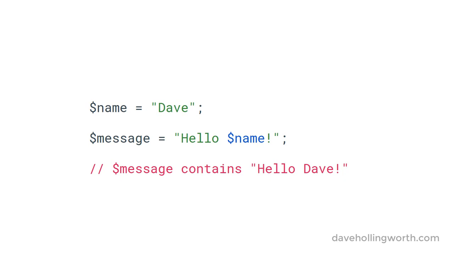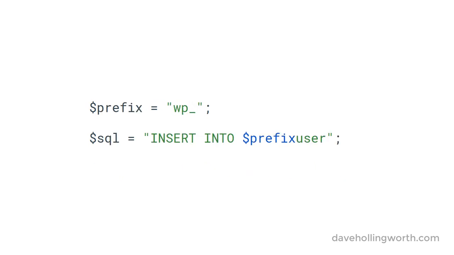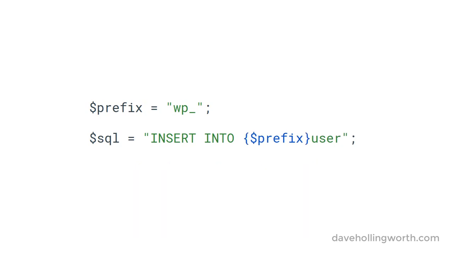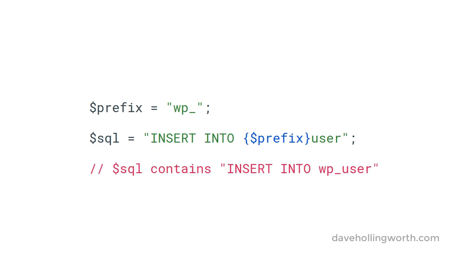This works if it's obvious where the end of the variable is, in other words, if it's followed by a space or a punctuation character. However, this code, for example, will cause an error, as PHP doesn't know where the variable name ends. To get around this, you can surround the value in curly braces. This also works if you want to have a more complex value interpolated, for example, an object property or an array element.